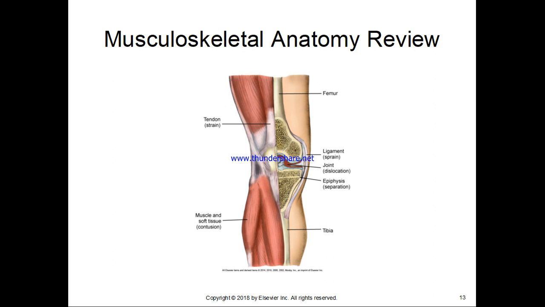So where the tendon connects muscle is part of the soft tissue. We can have muscle contusions, ligaments. Ligaments can be sprained, and then the epiphysis, which is the growth plate, that can actually be injured in a way that causes it to separate from the rest of the bone.